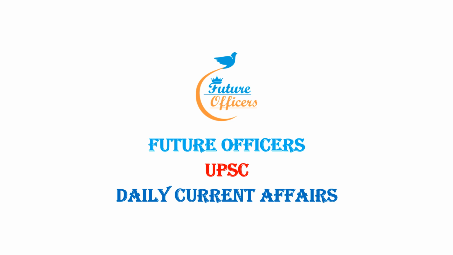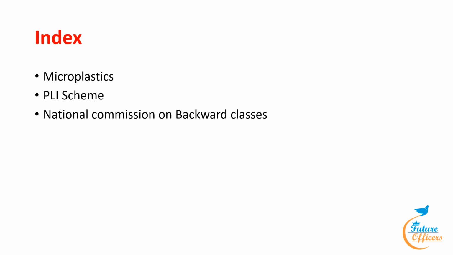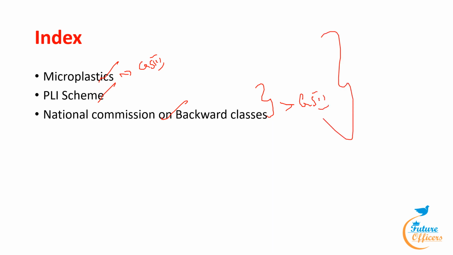Today we are going to see the daily current affairs of 24th May. The important topics of today's news are microplastics, PLI scheme, and the National Commission on Backward Classes. Here, microplastics comes under GS3 paper, and PLI scheme and National Commission on Backward Classes come under GS2 paper. So now we are going to have a detailed analysis of these three topics.